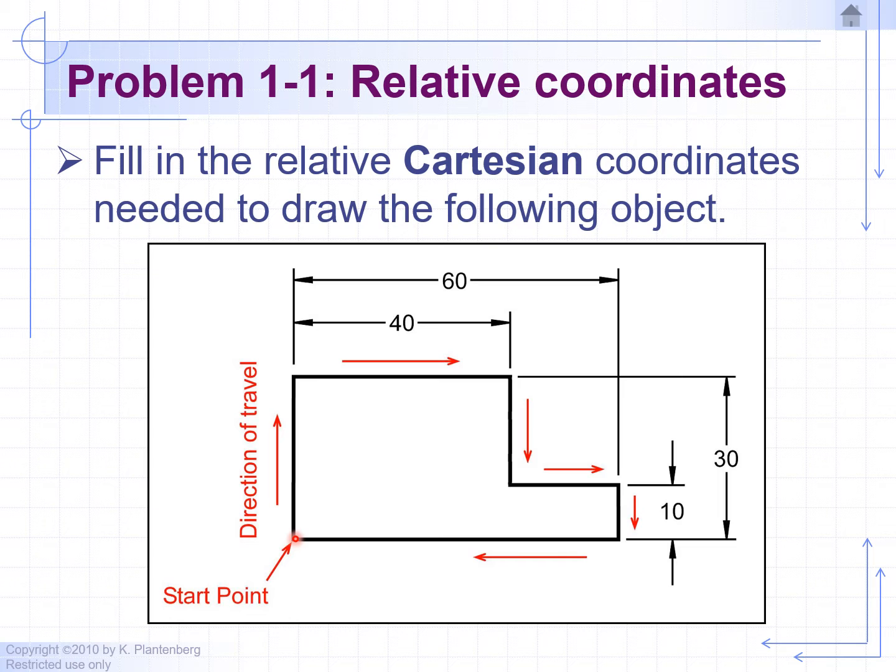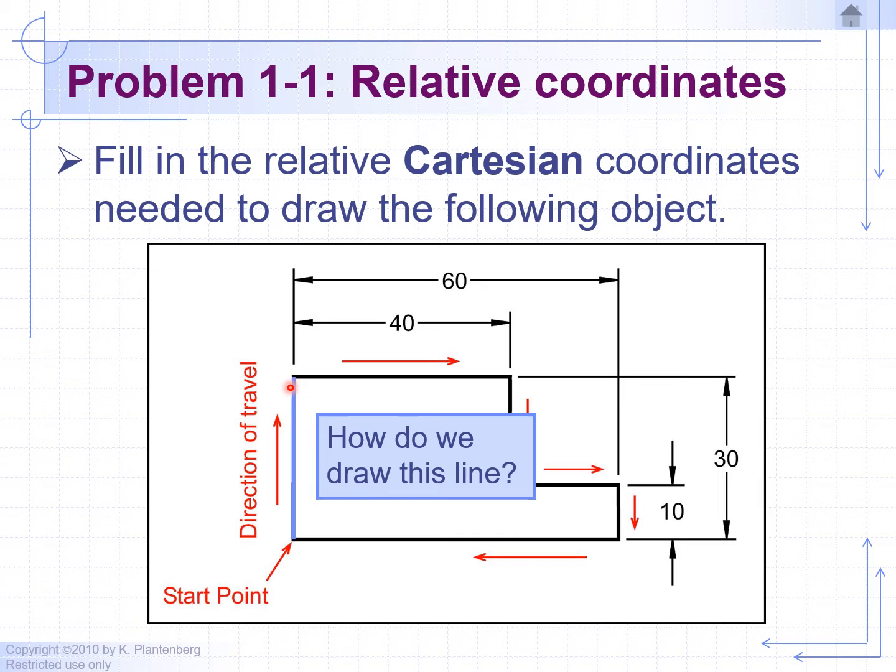Click to define your starting point. And to locate our second point, how do we do that? Well, we can use XY coordinates and we can use relative XY coordinates. So we can say with respect to our last point, which is our starting point, we're not going to go in the horizontal direction, so that can be 0 for the X coordinate, and the Y coordinate will be the vertical length, which is 30.